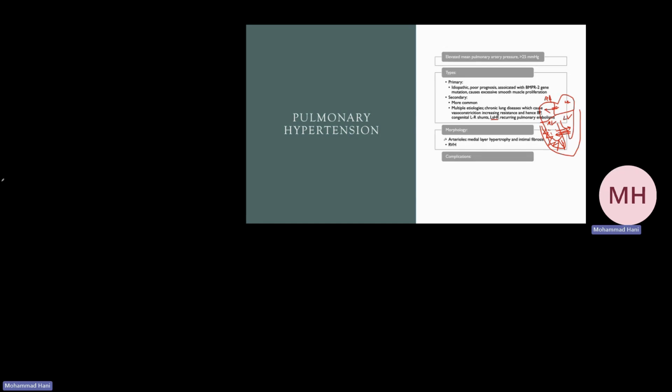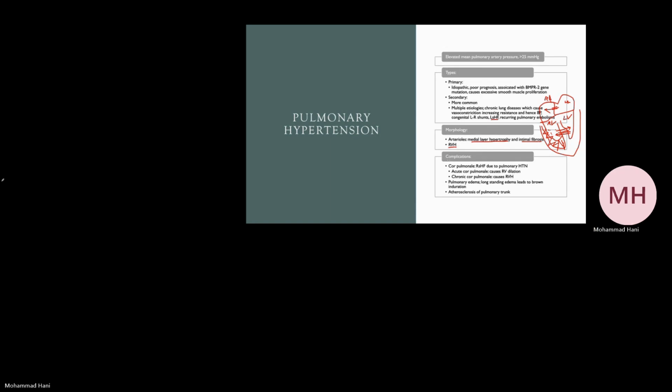Morphology: in the arterioles, you see medial layer hypertrophy and intimal fibrosis. So just remember medial hypertrophy and intimal fibrosis, two important terms for the exam. And this is technically not morphology of the pulmonary hypertension itself, but morphology as a compensation mechanism. You see right ventricular hypertrophy.